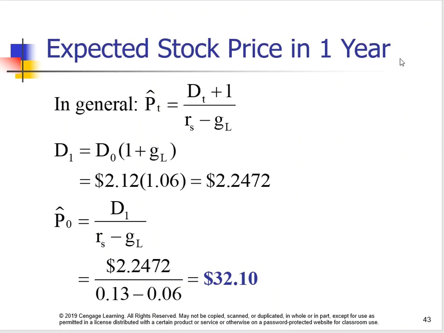So the expected stock price in year 1 is going to be equal to D2 divided by RS minus G. D2 is going to be $2.12 times 1.06, and so this is the stock price at time 1. This is actually P1, with D2. Again, you can do it in any year. The stock price at any time t is equal to the dividend at time t plus 1, divided by the cost of equity minus G.